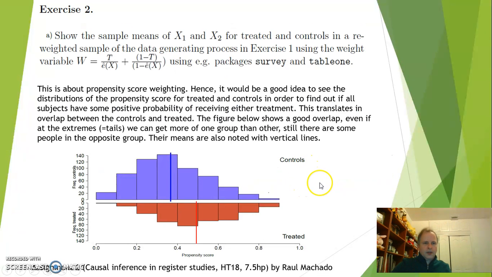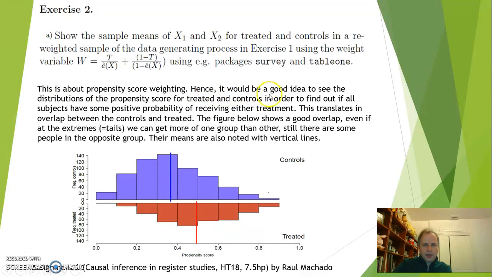Exercise number 2. Show the sample means of the covariates x1, x2 for treated and controls in a reweighted sample of the data generated in process 1 using the weight variable as seen here. So this is the estimated propensity score using the package survey and table 1. I want to point out certain things here. For instance, this is about the propensity score weighting.